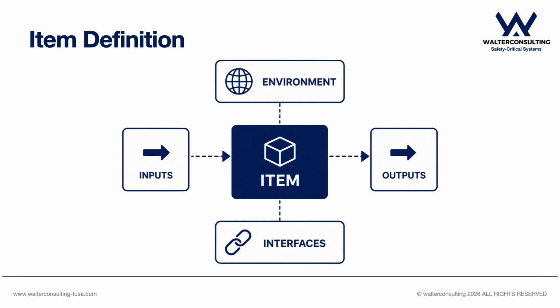The concept phase begins with the item definition. The purpose of this activity is to understand the system being developed, its functionality, its boundaries, its interfaces, and its interactions with the surrounding environment. Before hazards can be identified, organizations must first understand what the system actually does. The item definition provides this understanding and establishes a common reference point for subsequent safety activities. Once the item is understood, the next logical question becomes, what could potentially go wrong?